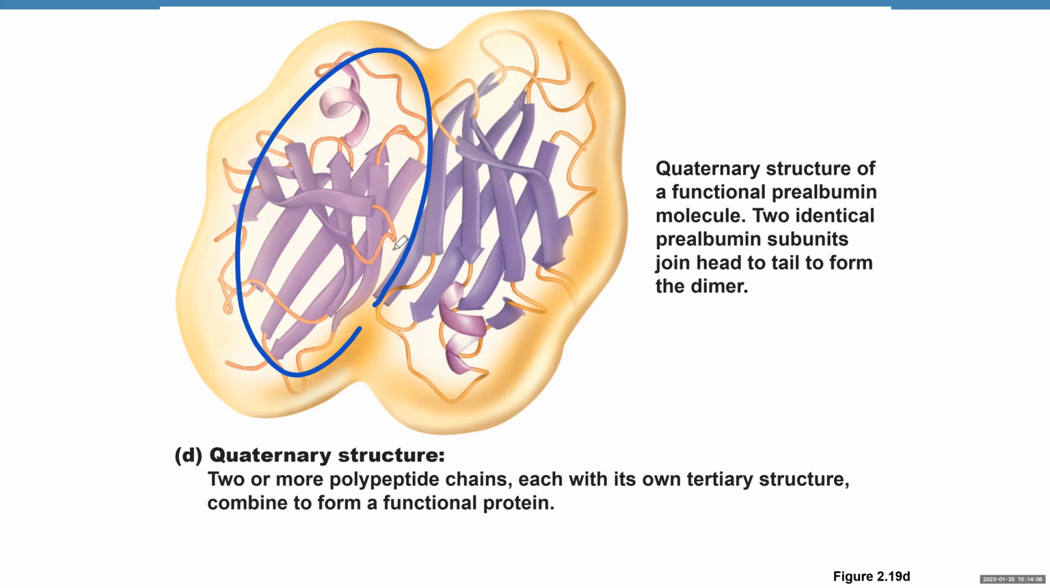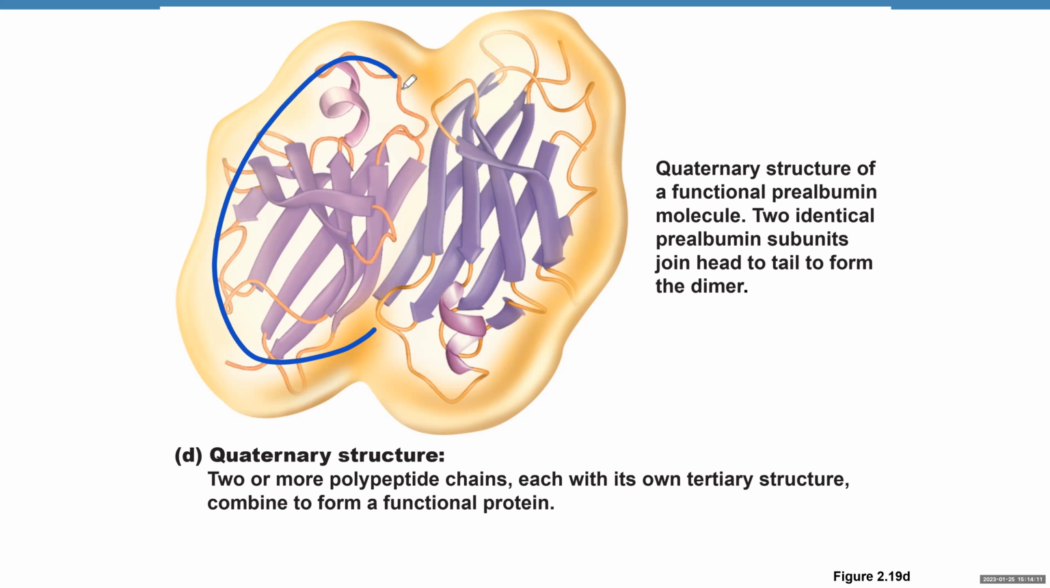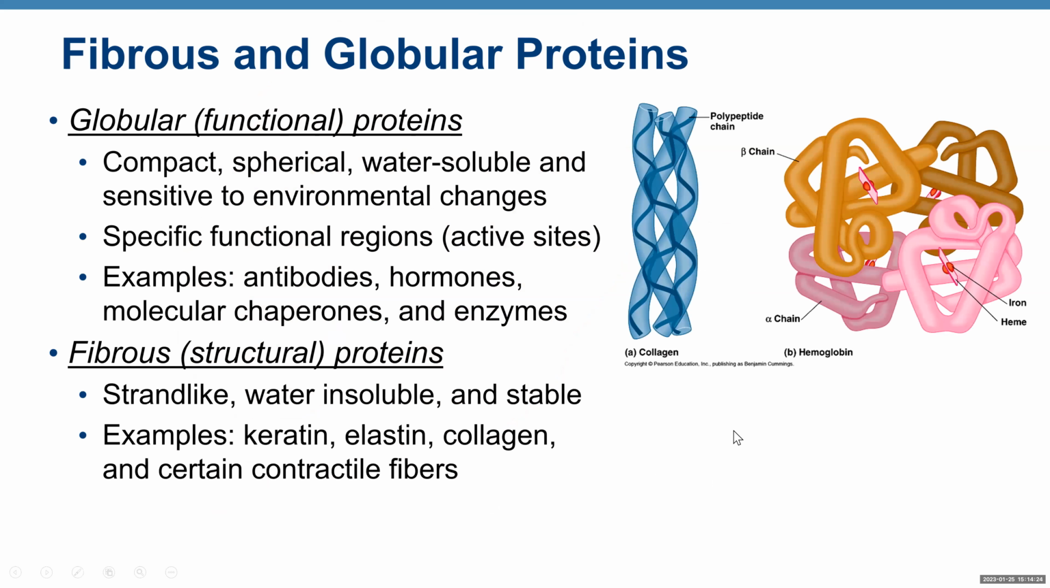So here we have two polypeptides, right? Each one has the tertiary structure, but when the two combine, that's our quaternary structure. Another example, I don't remember if I have it or not, but yeah, I have it over here. That's hemoglobin. And in hemoglobin, actually, we have not two, but four polypeptides that join together. So this is the quaternary structure of hemoglobin.